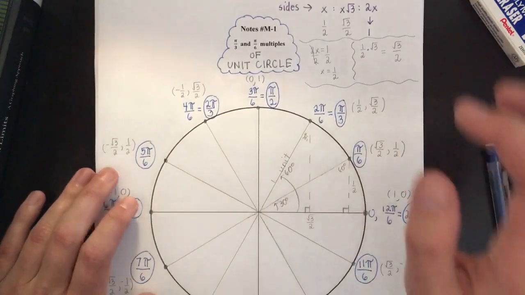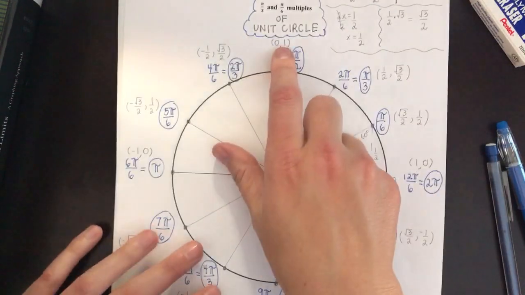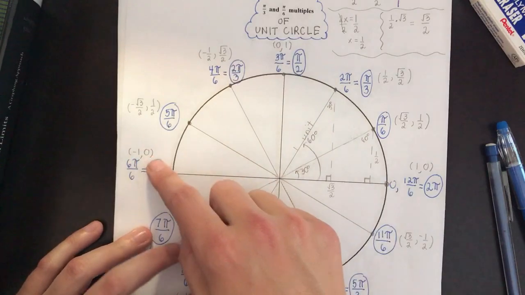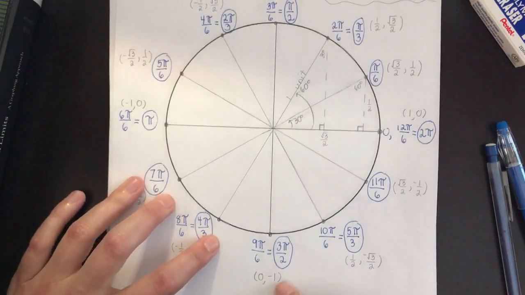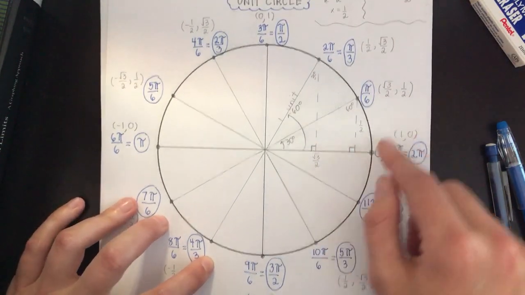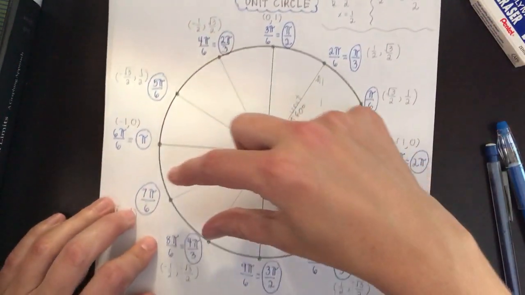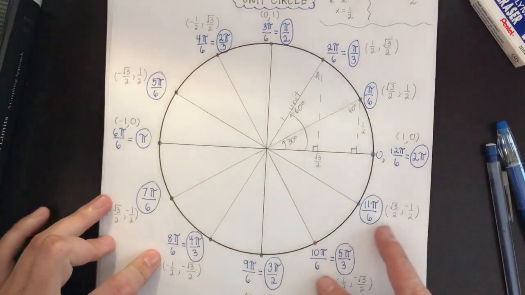Now let's derive the coordinates for these special ones. I've already put in all of them, but remember, these are still the same: 0, 1; negative 1, 0; 0, negative 1; 1, 0. You already knew those. Okay, so now let's derive where these coordinates came from. These ones that are in between the ones we already knew.